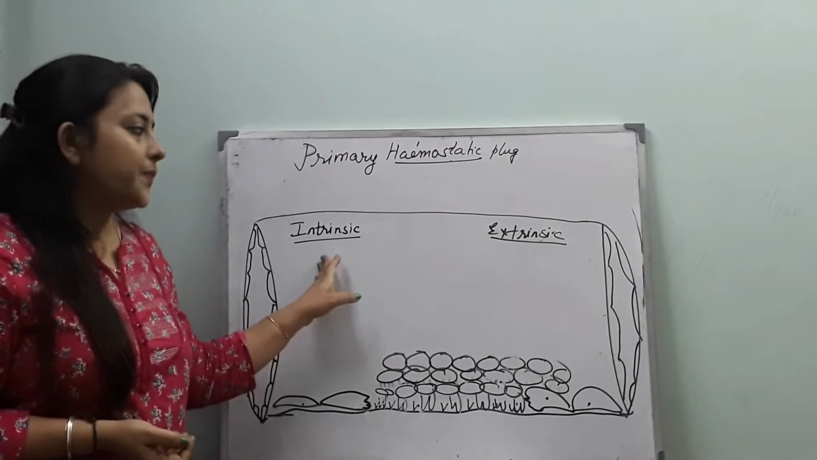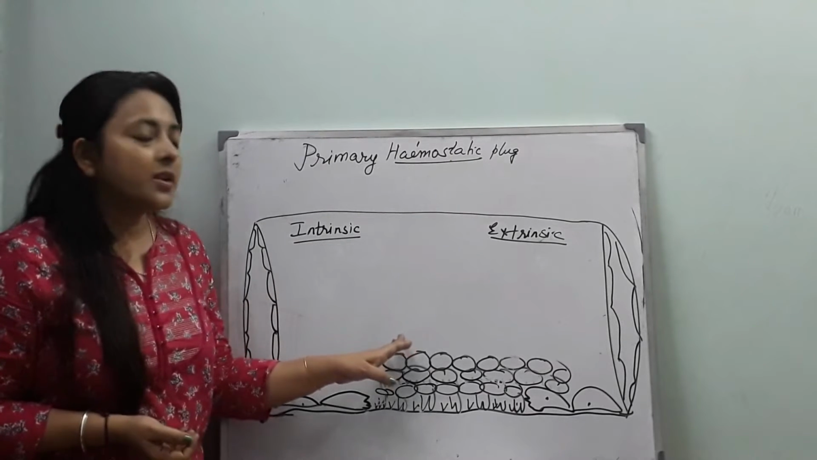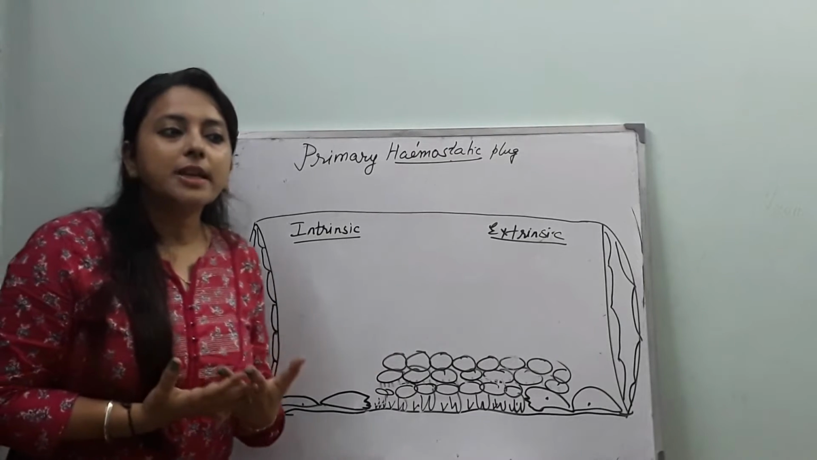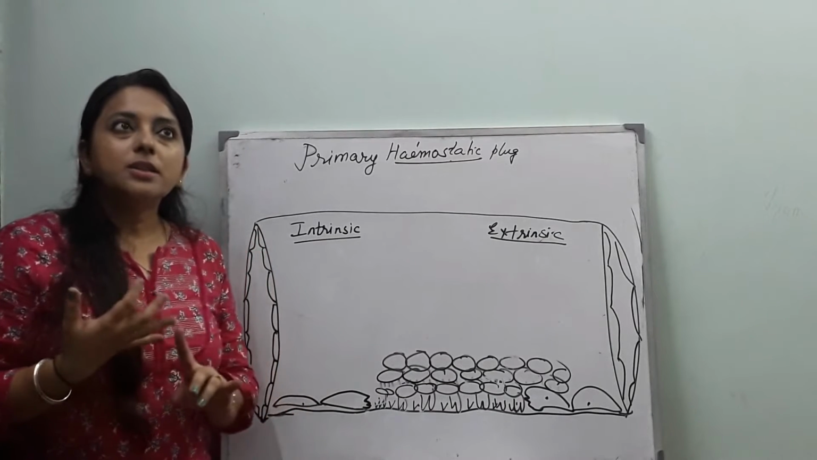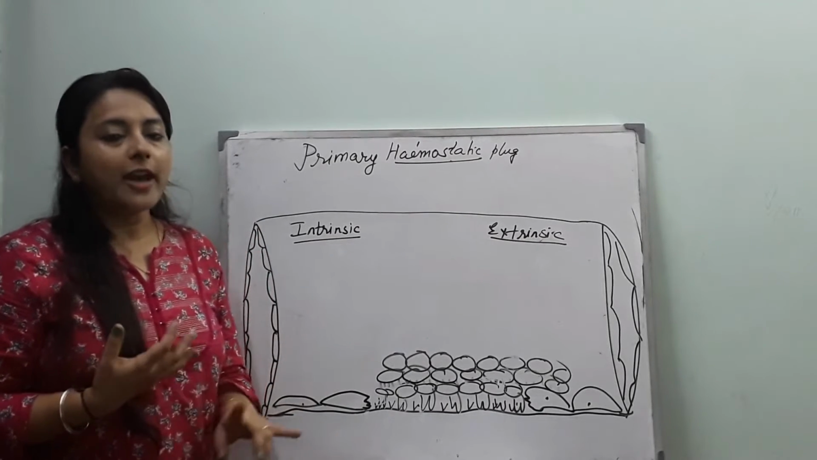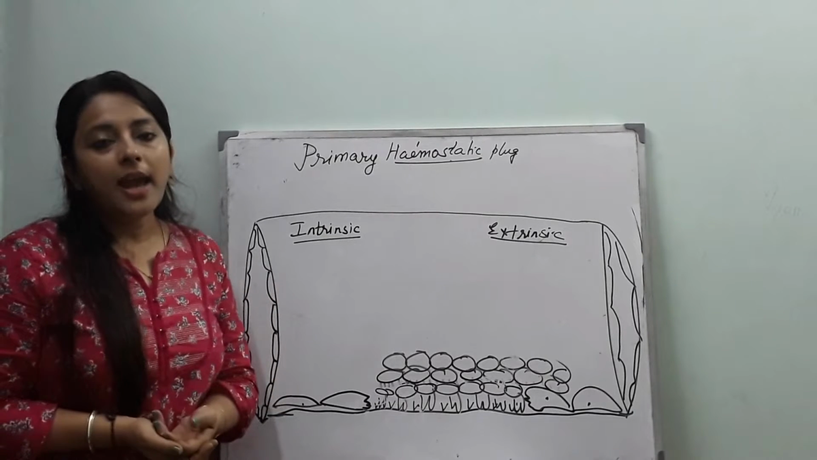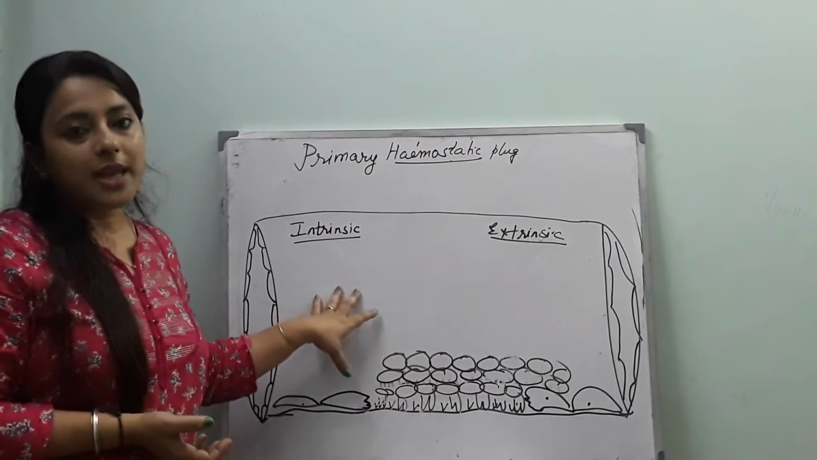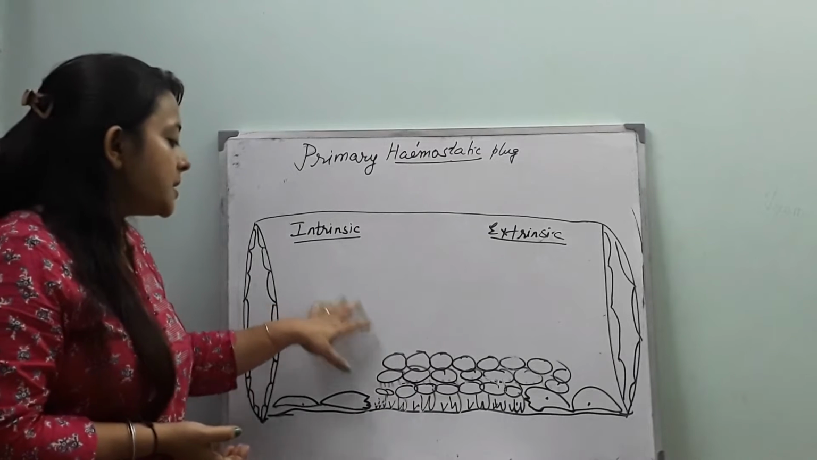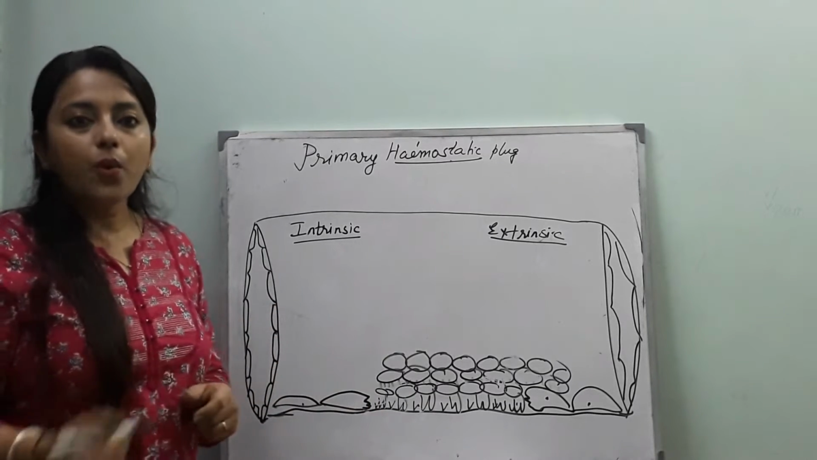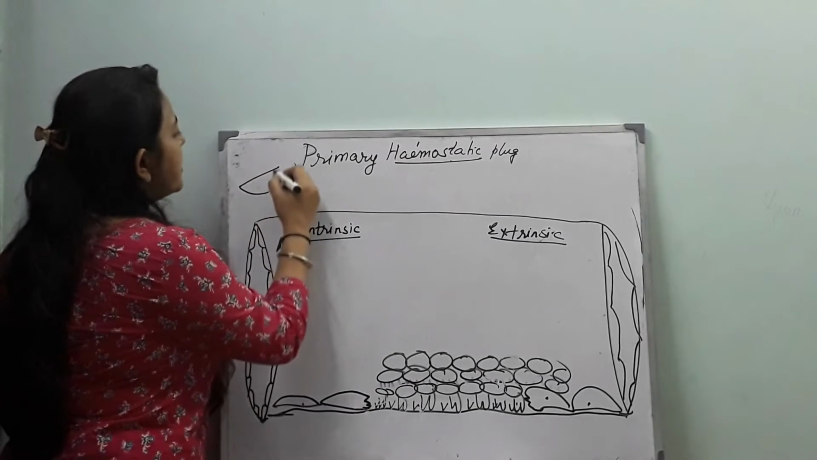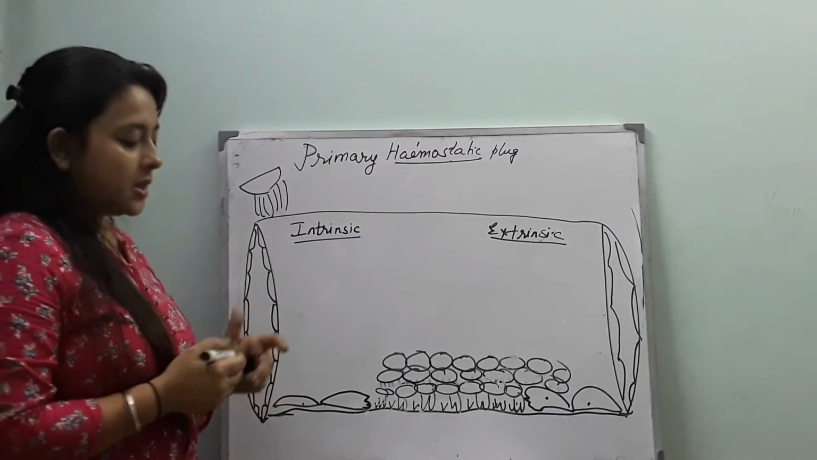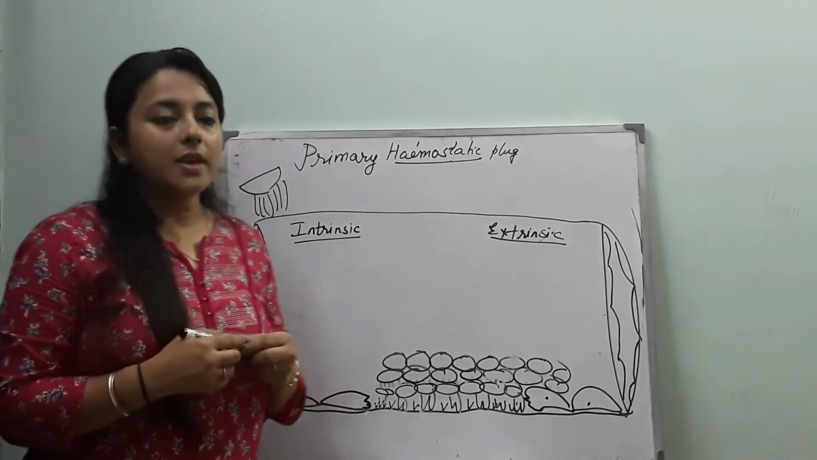What is the intrinsic pathway? We all know that platelets release some granules, that is alpha granules, and alpha granules contain some coagulation factors. They also contain platelet derived growth factor and some platelet aggregating agents. These coagulation factors come in contact with damaged tissue, and our liver also releases some coagulation factors. Suppose this is our liver, and it is continuously releasing some coagulation factors. Now, how are coagulation factors activated?